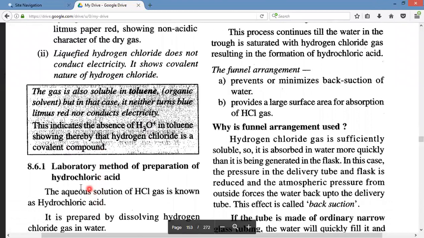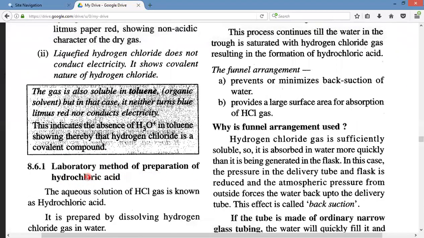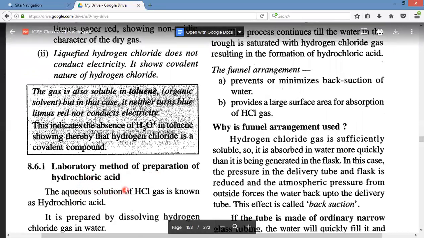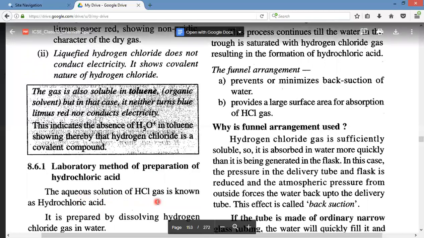After that we are coming to the laboratory method of preparation. How to prepare hydrochloric acid. Hydrochloric acid is prepared by dissolving HCl gas in water, or in other words, the aqueous solution of HCl gas is known as hydrochloric acid.